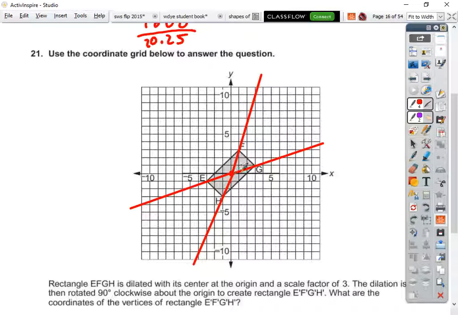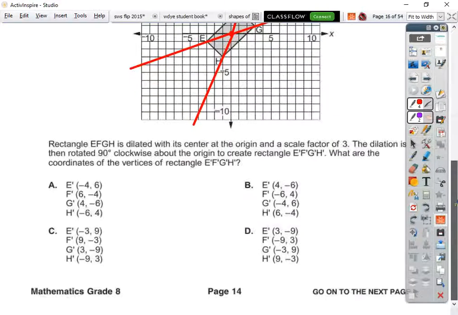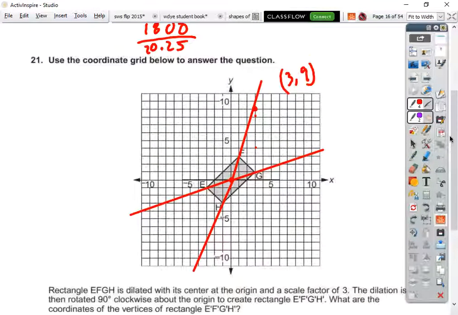I go over 1, up 3. So over 1 times 3 is 3. 1, 2, 3. 3 times 3 is 9. 1, 2, 3, 4, 5, 6, 7, 8, 9. So there's 1. So we have 3 comma 9. So let's see which ones have 3. Oh, but then I have to rotate it. Crud. So then let's do this again.